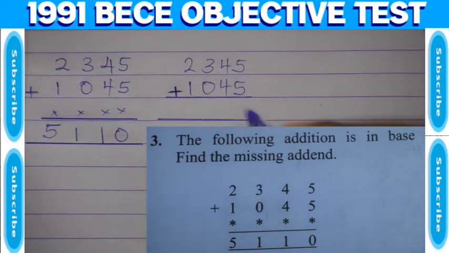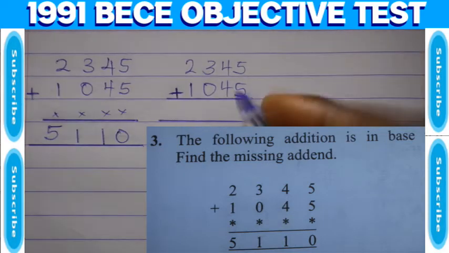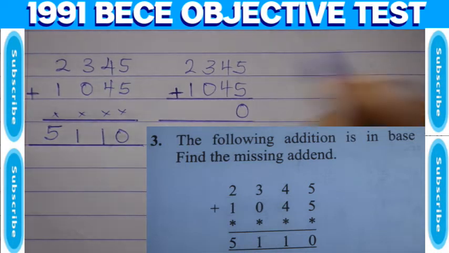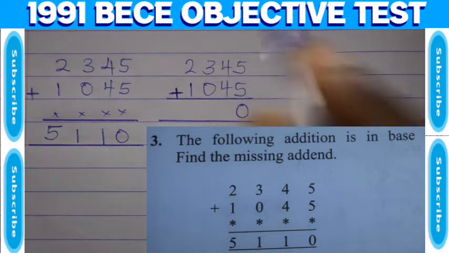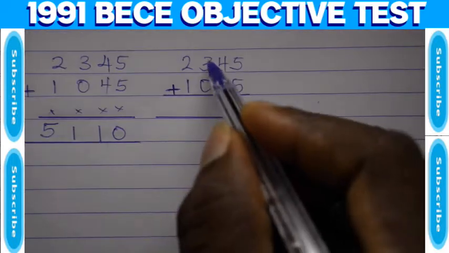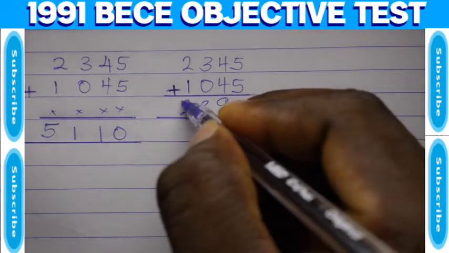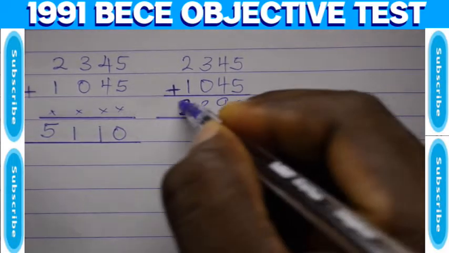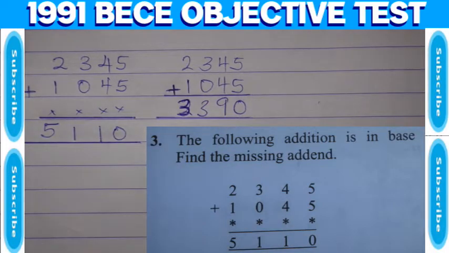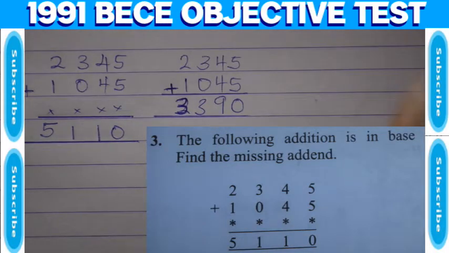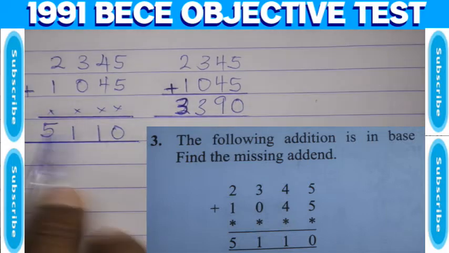So we add 5 to 5. We have 10. We write 0, remainder 1. 4 plus 4 is 8, plus 1 is 9. Two plus 1 gives us 3. So now that we have this, we have to subtract it from this particular one.